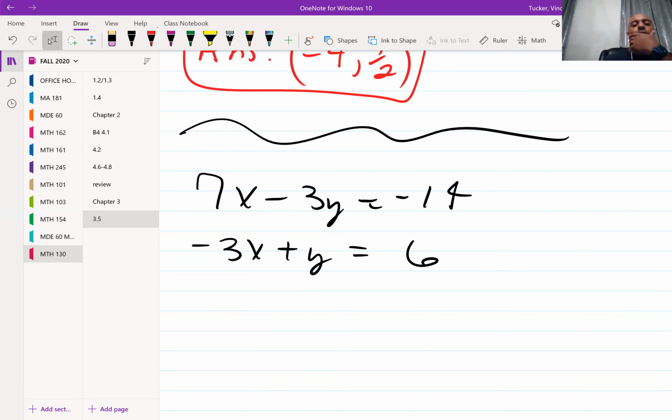All right, we'll just do it like this. Okay, I was looking for a particular one. This book didn't have what I like as far as my setup. I couldn't find my original notes, but we'll go. All right, so we have 7x minus 3y equal to -14, and negative 3x plus y equal to 6.